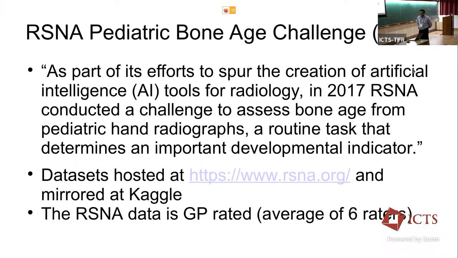So I should say now that the RSNA, the Radiological Society of North America, has put out a pediatric bone age challenge since 2017. I'm going to read this out for you. As part of its efforts to spur the creation of artificial intelligence tools for radiology, the RSNA conducted a challenge to assess bone age from pediatric radiographs. It's a routine task that determines an important development indicator. So why is this important? This is important because the statement of the problem is very clear. The statement of the problem is that it's extremely important to be able to do this in an automated method.